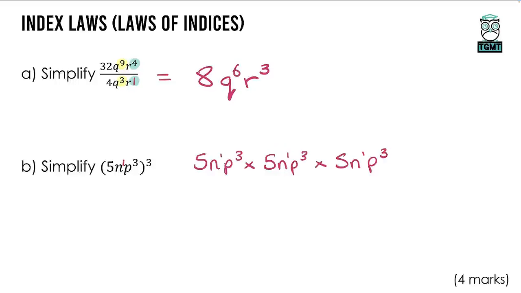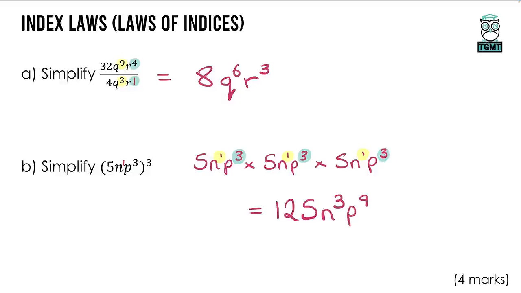So if we apply this method, we'll do the one with the 3 versions of it here, and then have a look at maybe if we could spot a quicker way to do it. But 5 times 5 is 25, times 5 again is 125. If we look at the powers for the n, we have 1, 2, and 3. So that becomes n to the power of 3. And then if we look at the powers for the p, we have a 3, a 3, and another 3. And if we add all of those together, we get p to the power of 9.